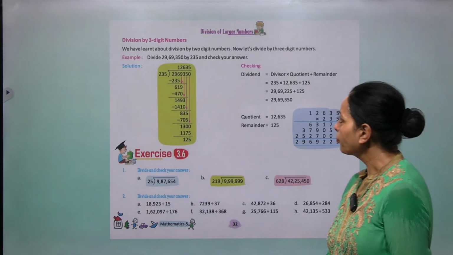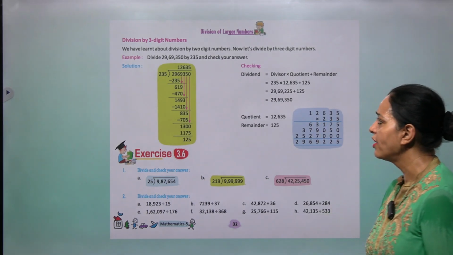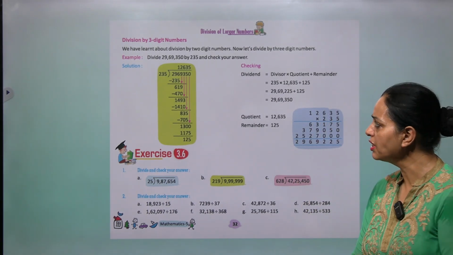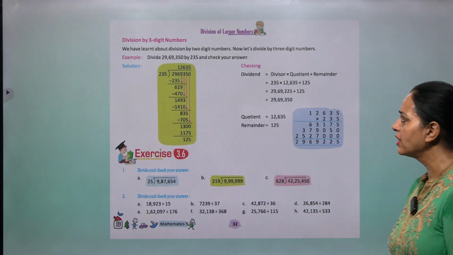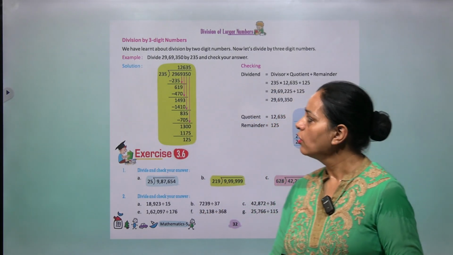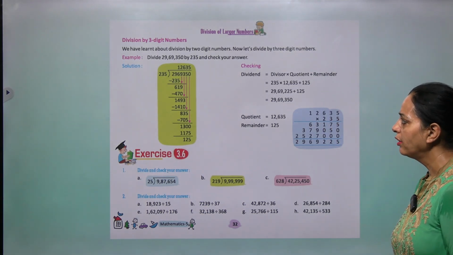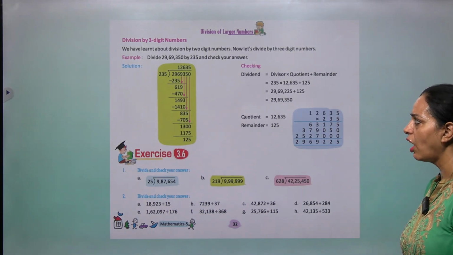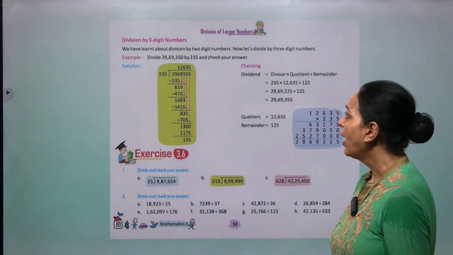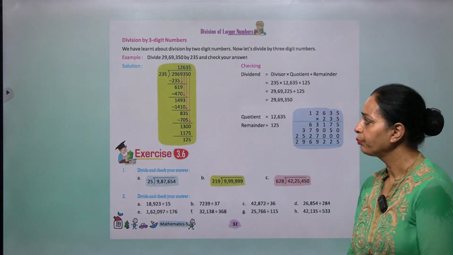So now division of larger numbers. Now we are talking about larger numbers. So division by 3-digit numbers. अब हम divide किससे करेंगे? 3-digit numbers से. So see example here. Divide 29,69,350 by 235, and then check your answer also.